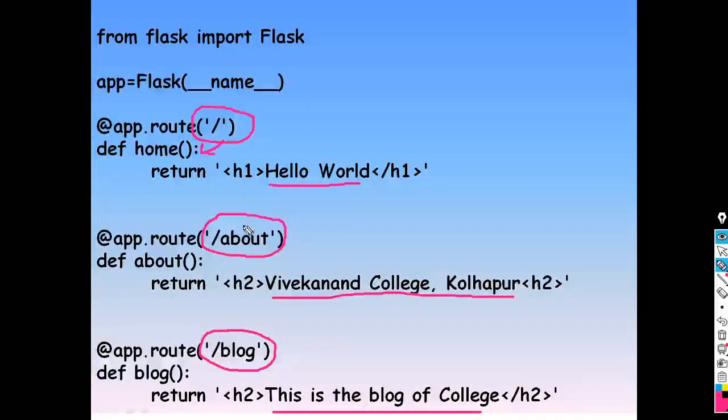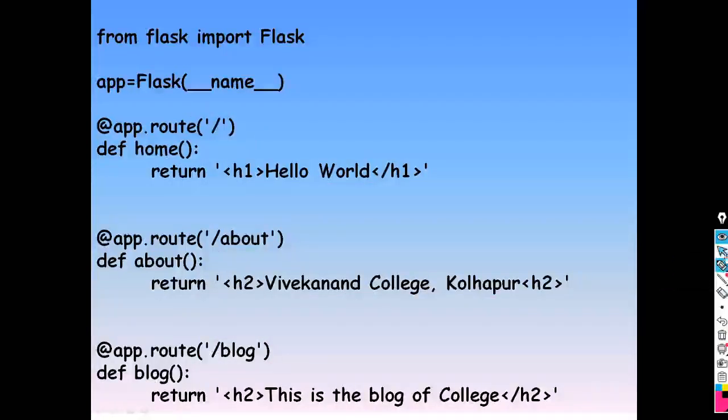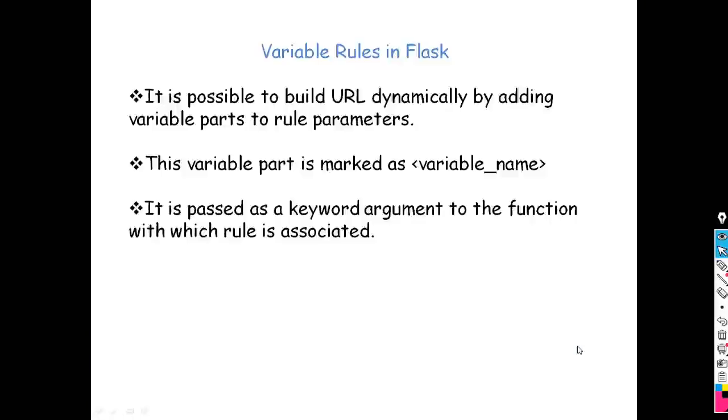So what is the meaning of these three URLs? These three URLs we have defined statically. Means we have to execute slash about, only then you will get the contents Vivekanand College Kolhapur. And when you execute slash blog, it gives the content. So these three are called static URLs. There is a difference between static and dynamic. So how can we create a dynamic URL? Let us see.